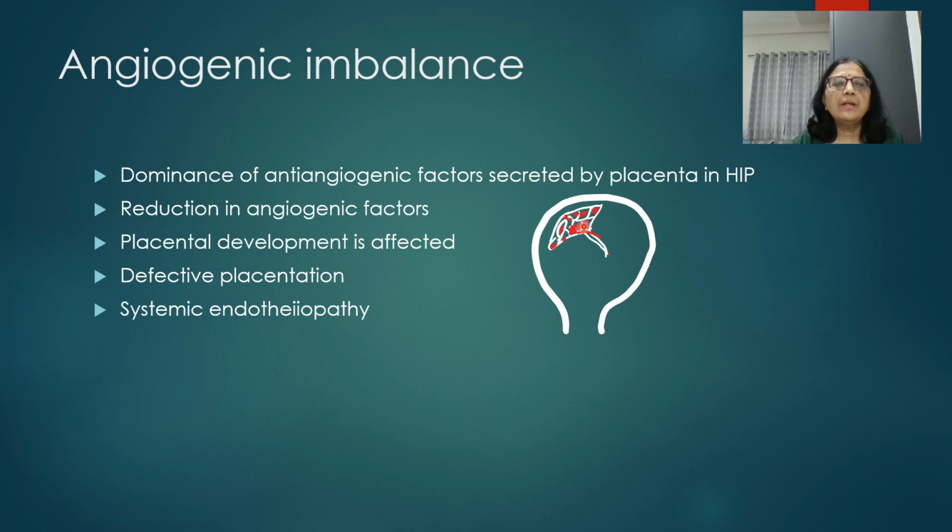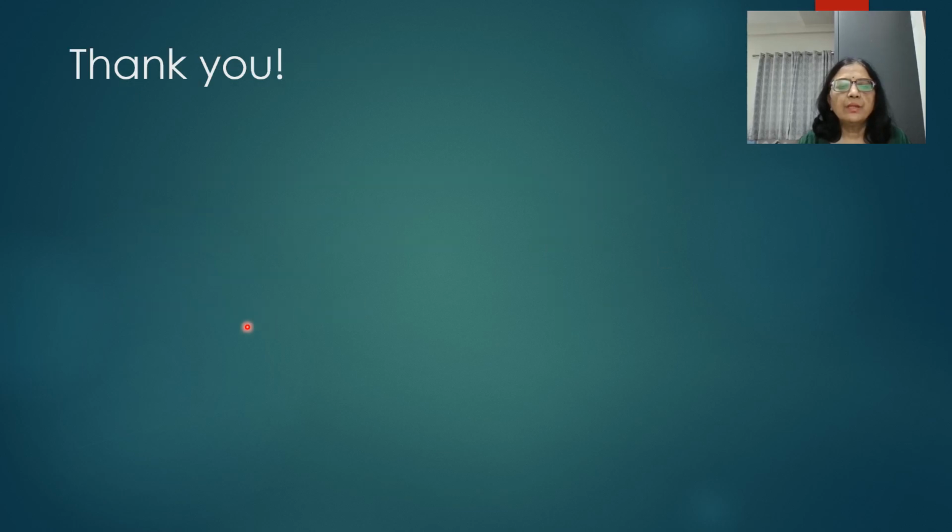Placenta is secreting some anti-angiogenic factors as well as angiogenic factors in a normal pregnancy. Angiogenic is the factor which promotes the development of blood vessels. Anti-angiogenic is a factor which hampers the development of new blood vessels. Here in patients with hypertension in pregnancy, there is more anti-angiogenic factor secretion by placenta, and there is a reduction in angiogenic factors that affects the placental development adversely, leading to defective placentation, systemic endotheliopathy, and all the vicious cycle for development of hypertension in pregnancy.